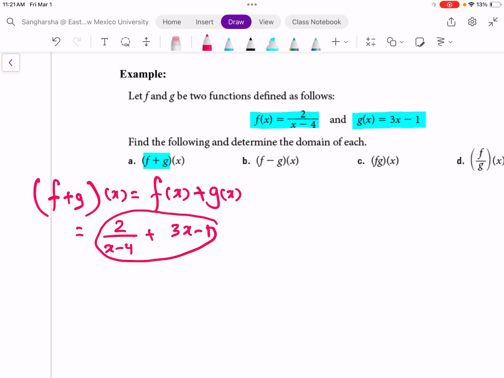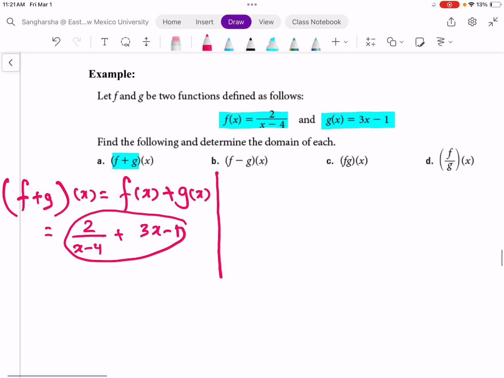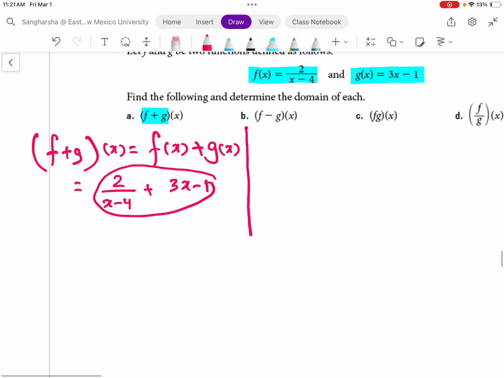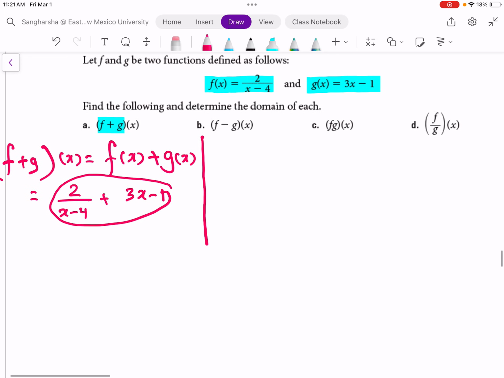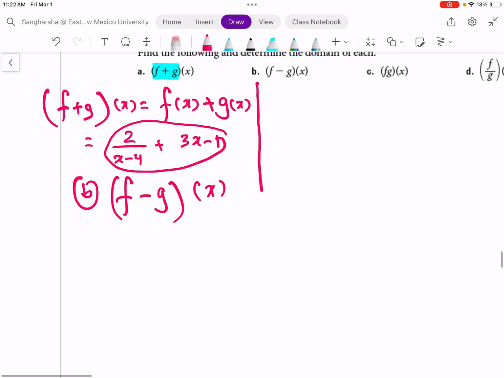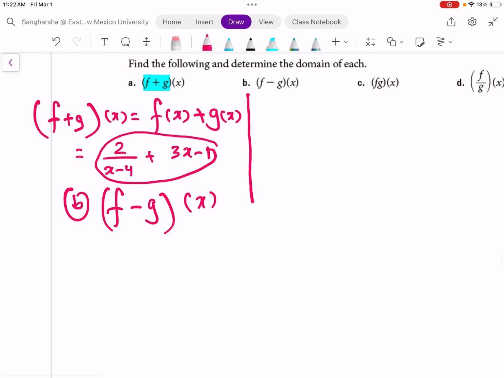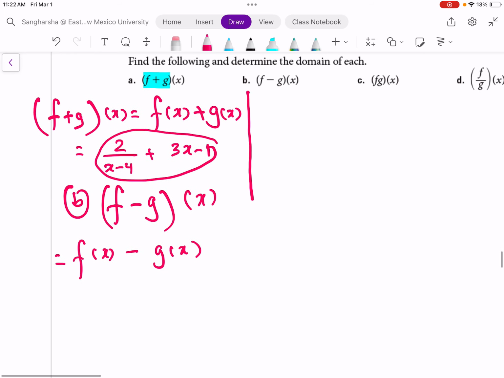Okay, now let's find again number b. So let me write down here number b. So we need to find f minus g of x. Now in between f and g, what we have? Minus, right? So you find the difference. So f minus g of x is same as f of x minus g of x. So if you have a plus, you're going to add two functions. If you have a minus, you're going to subtract two functions.